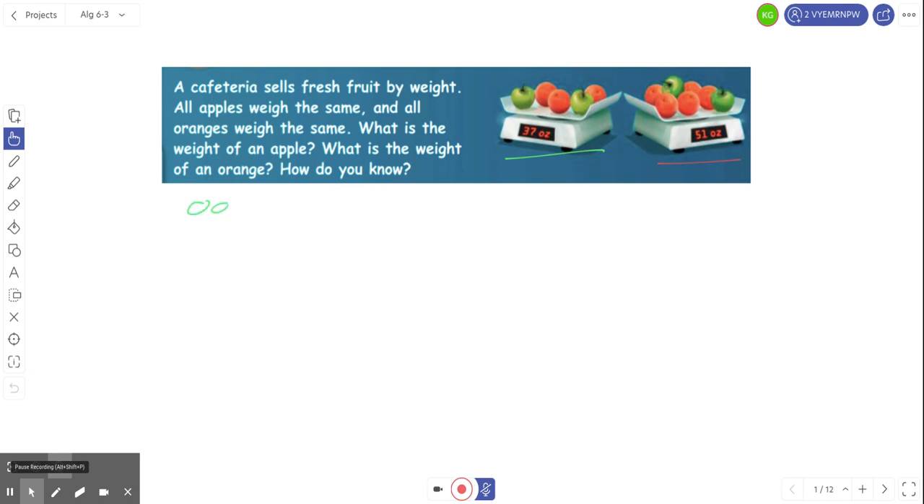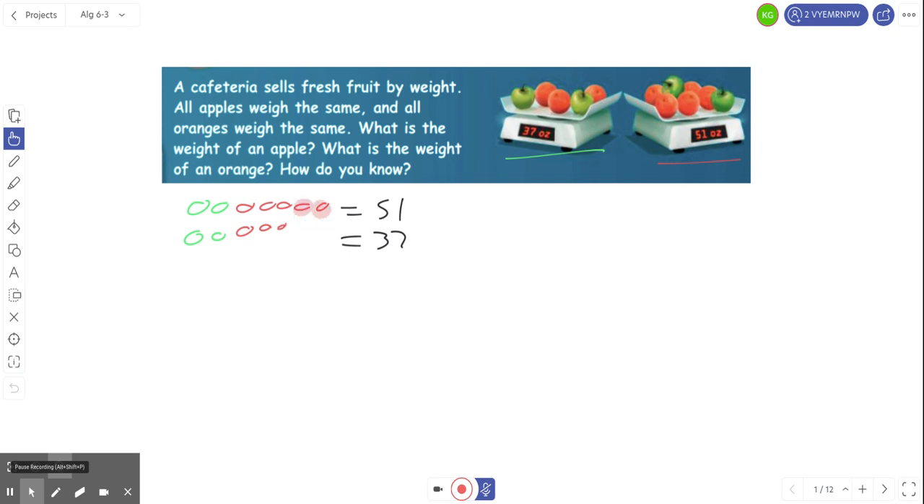So I got 2 apples and 1, 2, 3, 4, 5 oranges, and it weighs 51 ounces. On the scale on the left, I've got 2 apples and 1, 2, 3 oranges, and it weighs 37. So, what you probably noticed is that they're almost the same. The only difference is these 2 oranges here on the side.